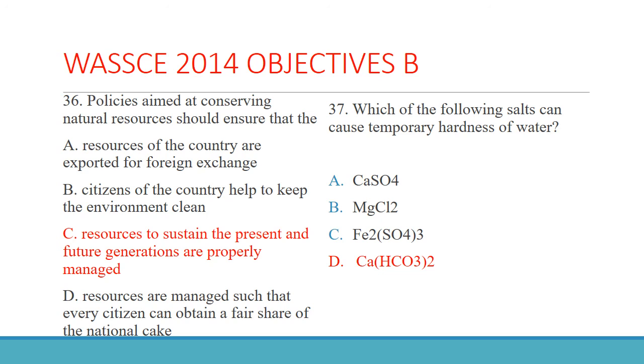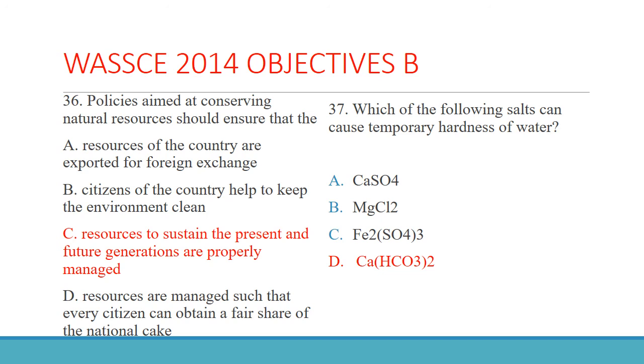So that is that. The next question: which of the following salts can cause temporary hardness of water? That is calcium hydrogen carbonate. Normally the hydrogen carbonates form the temporary hardness of water. We have the permanent hardness of water, which is caused by the sulfates, like calcium sulfate and iron sulfate. They form the permanent hardness of water.